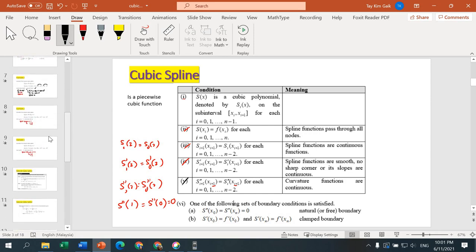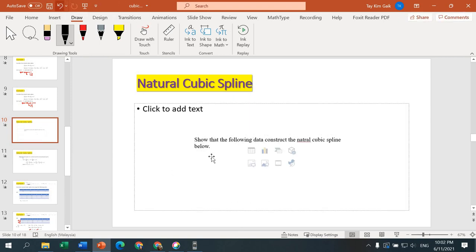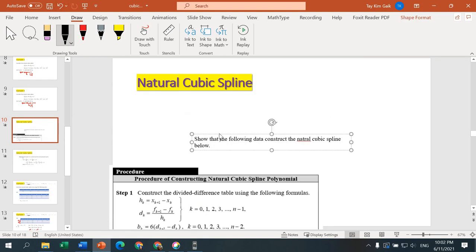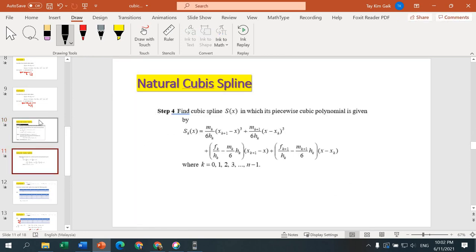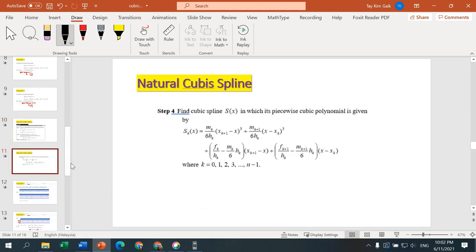And then how to construct the natural cubic spline. First step, construct hk, dk, bk using the formula. Later on, from this one, plug in k equals 1 to find the unknowns M1 up to Mn-1. Step 4, find the natural cubic spline based on this formula.